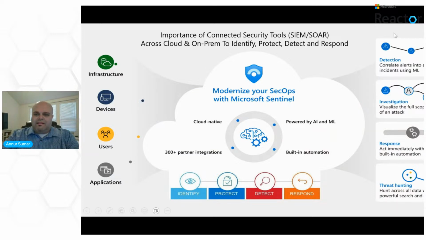Now, if you look on the right-hand side, if you see an incident pop up or you need an investigation, you can visualize the full scope of the attack and respond pretty quickly. You have threat hunting, you have all these other capabilities, you have runbooks, and so on and so forth.